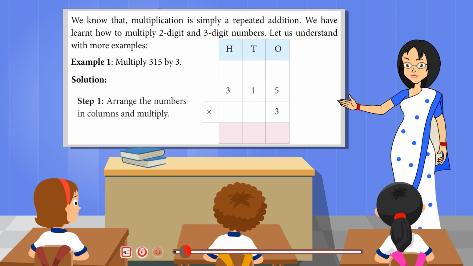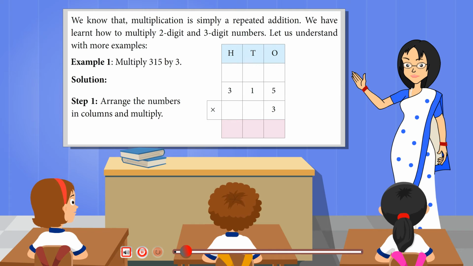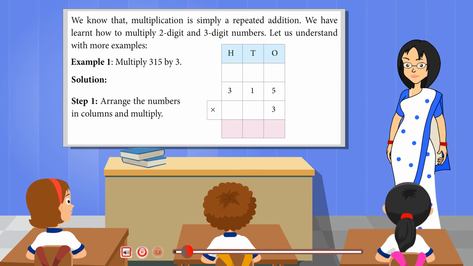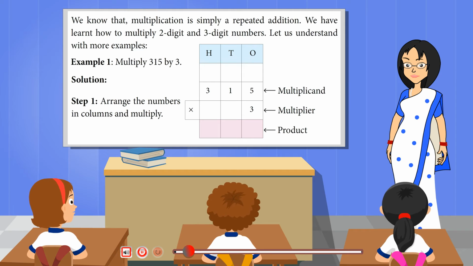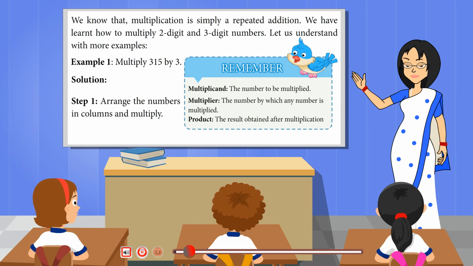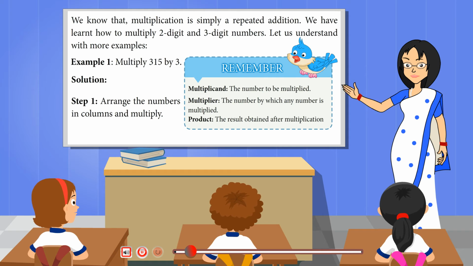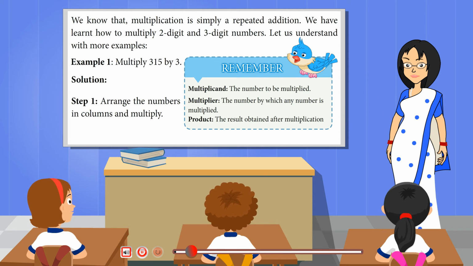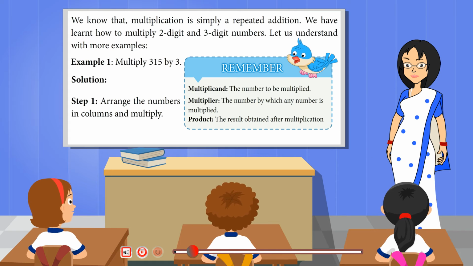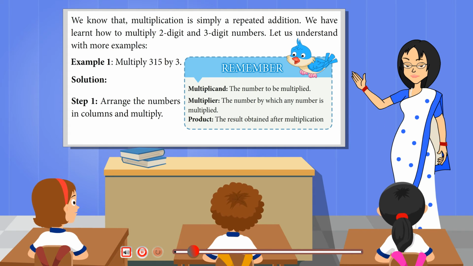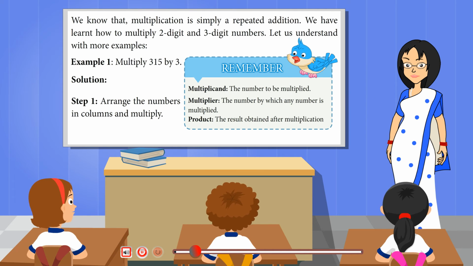Solution. Step 1. Arrange the numbers in columns and multiply. Multiplicand, multiplier, product. Remember, multiplicand is the number to be multiplied. Multiplier is the number by which any number is multiplied. Product is the result obtained after multiplication.